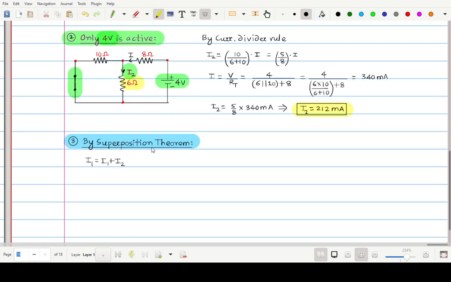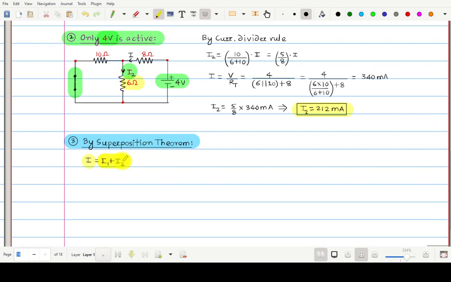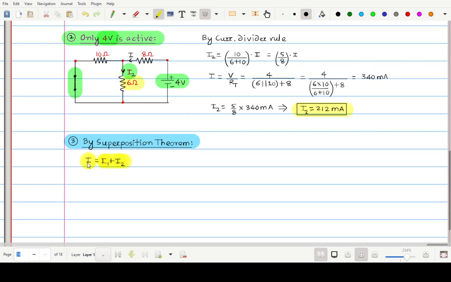So friends, now by superposition theorem we are getting this equation, meaning our total current I is nothing but the algebraic addition of the currents flowing due to the individual voltages or individual energy sources. So I1 is flowing due to 6 volt, I2 was flowing due to 4 volt. If we add them, then we will get the total response of 6 volt as well as 4 volt. So this is nothing but your total current I. Now we have the values of I1 and I2. Put these values, you will get total current I like this.